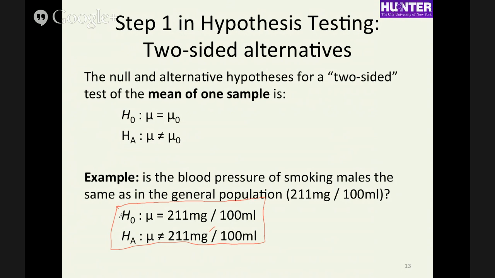And then under the alternative, it's the same thing, just that it's not equal. So I've put the numbers and the units. When you go to write down your null and alternative hypothesis for a question, this is how you should write them for a two-sided. This is a one-sample, two-sided test.